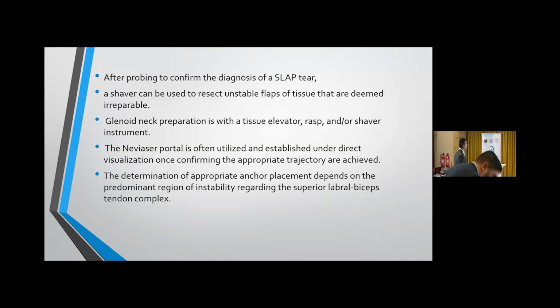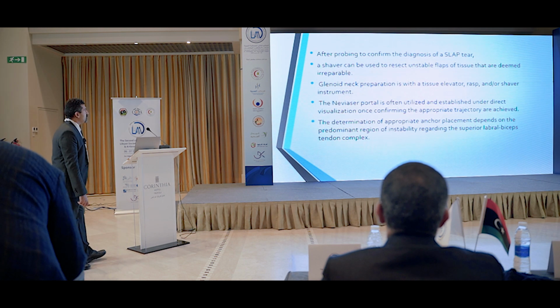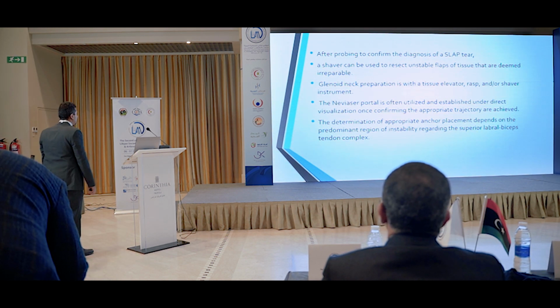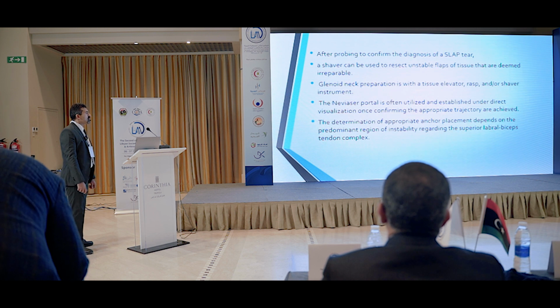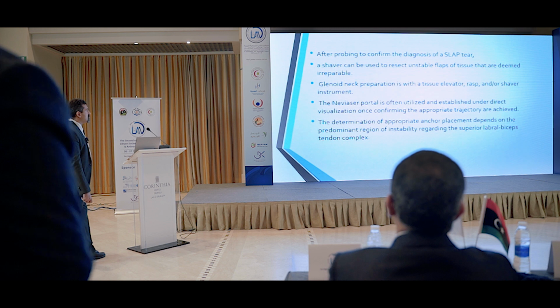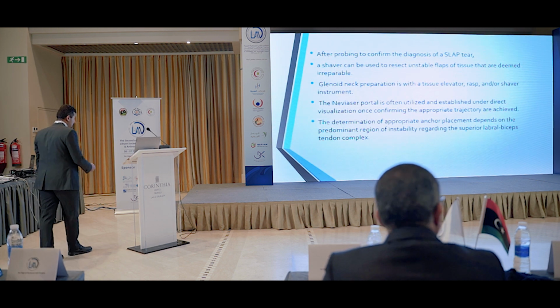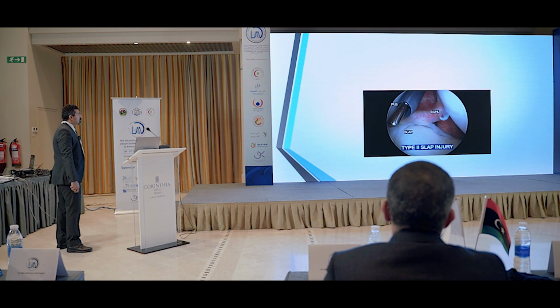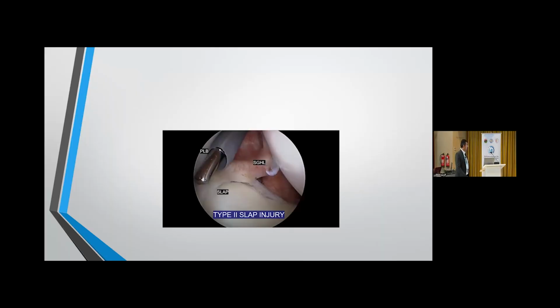After probing to confirm the diagnosis of the SLAP tear, a shaver can be used to resect unstable flaps of tissue that are deemed unsalvageable. Glenoid neck preparation is with a tissue elevator, rasp, and shaver. The Neviaser portal is very important to deliver your shuttling suture. Then determination of the appropriate anchor placement depends on the predominant region of instability regarding the superior labral biceps tendon complex.